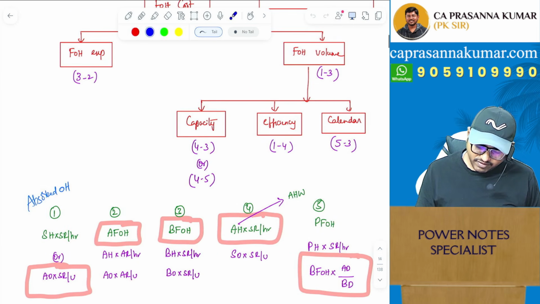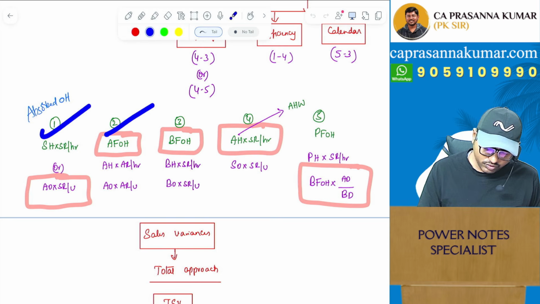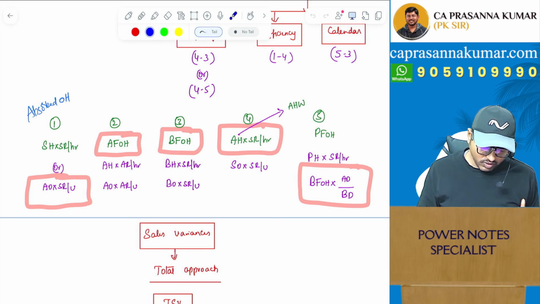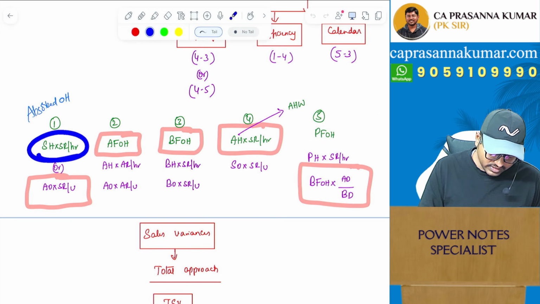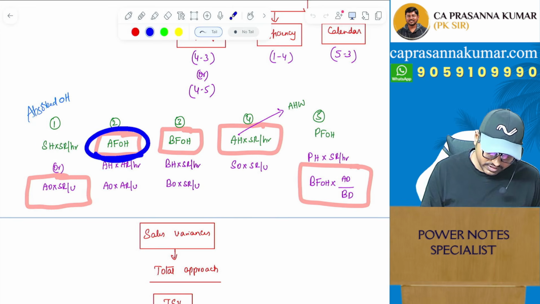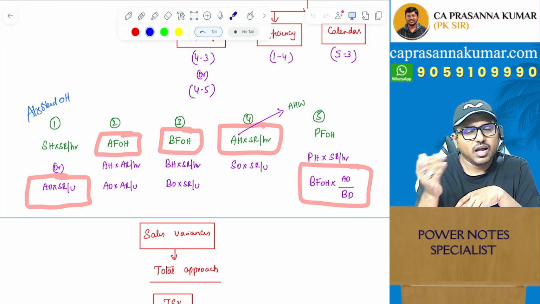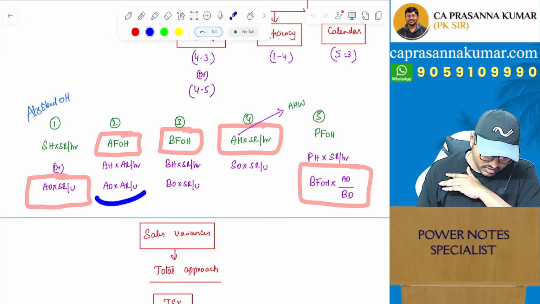So, because there are 5, how many formulas will come when it comes to fixed overhead variances? 1, 2, 3, 4, 5. What is the first one? SH into SR per hour. For this, what is the alternative formula? SH means AO will come. AO into SR per unit. Okay. Second one is actual fixed overheads. Actual fixed overheads, how will you remember? Actual hours into actual rate per hour, or actual units into actual rate per unit.